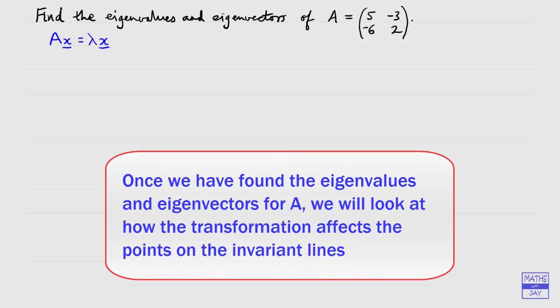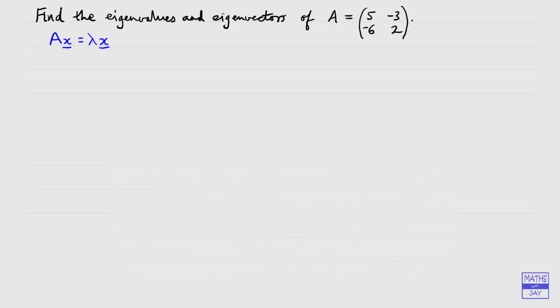invariant line. I'm going to start by subtracting the lambda x from both sides here, and because we want to take the x outside a bracket, what we're going to do is put in an I to represent the identity matrix. Whenever we multiply a vector by the identity matrix, it stays where it is. So it's a bit like multiplying by 1 in ordinary arithmetic.